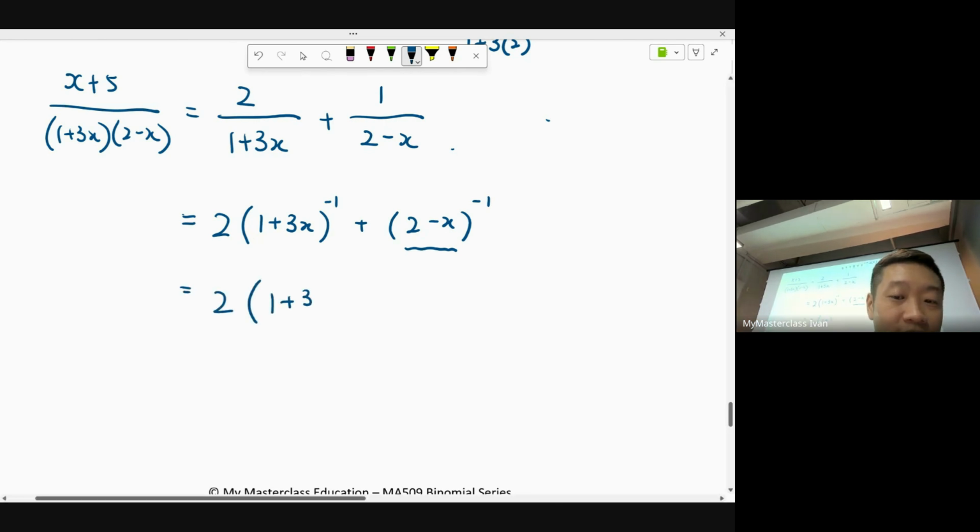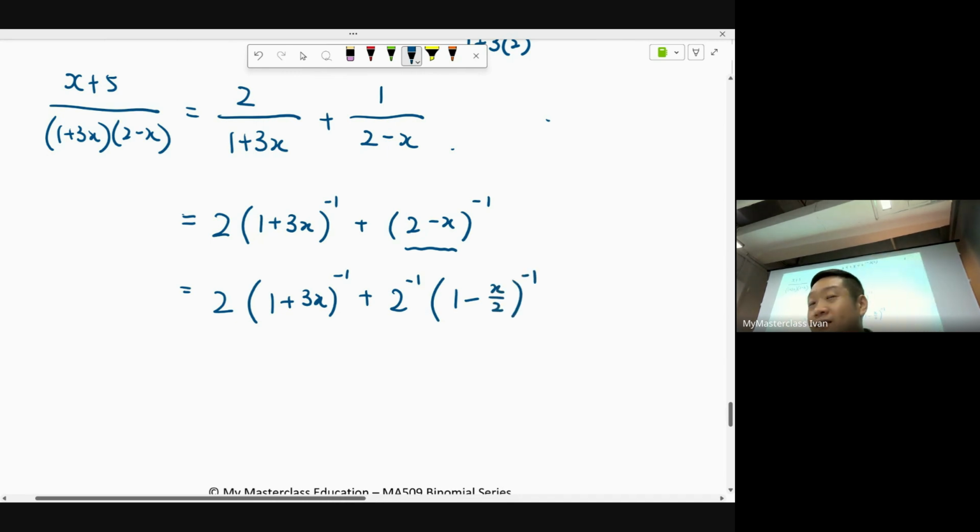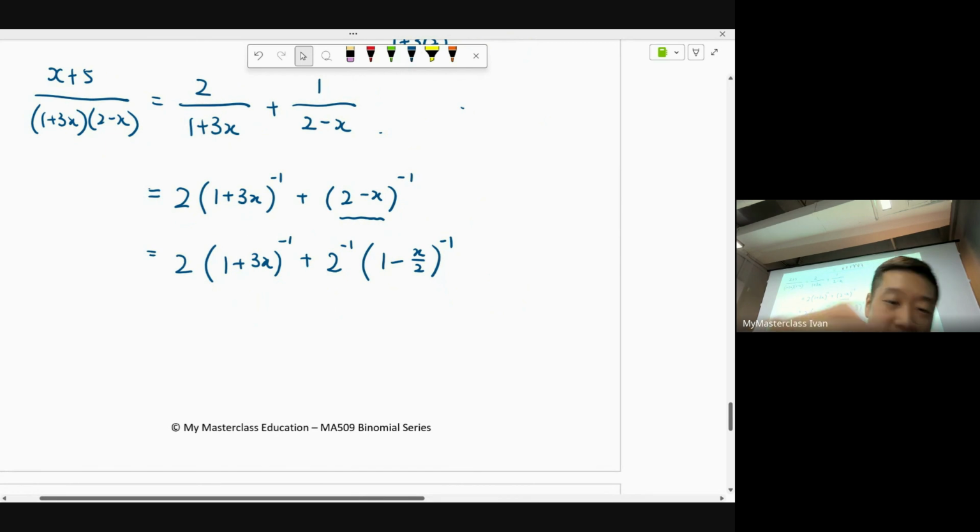Okay, so this is 1 plus 3x to the power of negative 1. Factorize the 2 to the power of negative 1. 1 minus x over 2. Okay, must always start with 1 plus something or 1 minus something. Then now we do binomial.